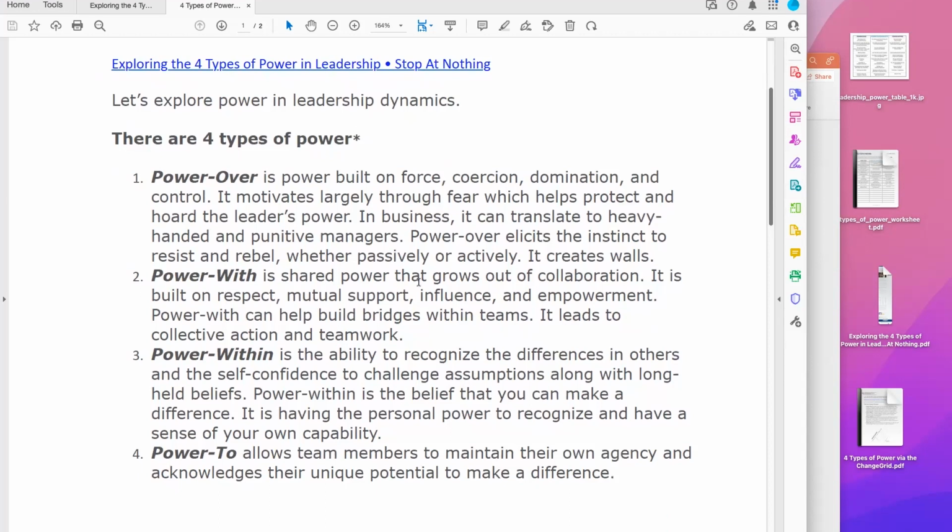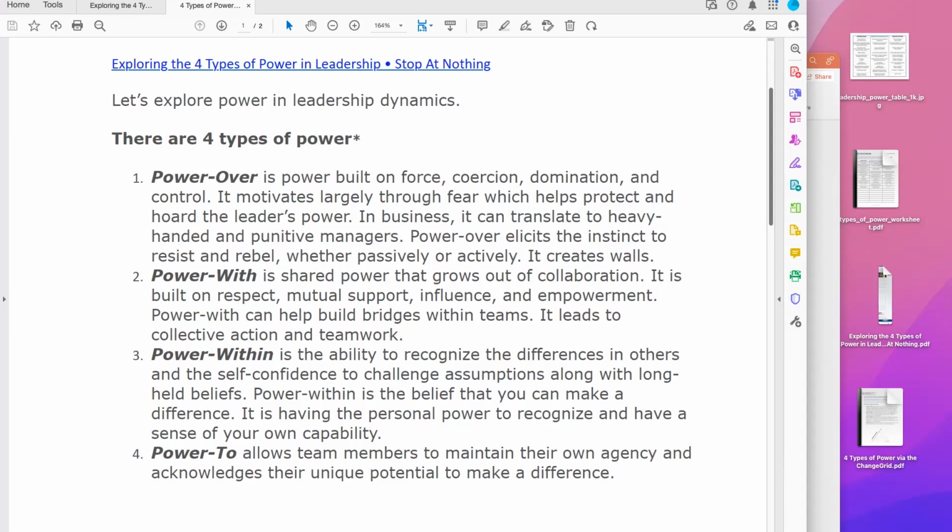Power with is shared, grows out of collaboration. Power within is the ability to recognize the differences in others and the self-confidence to challenge assumptions along with long-held beliefs. That's the belief that you can make a difference. And then Tim's joined us. Yay. And then the last one is the power to. This allows team members to maintain their own agency and acknowledges their unique potential to make a difference.